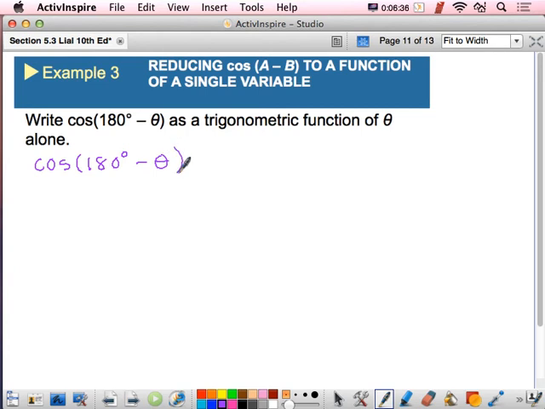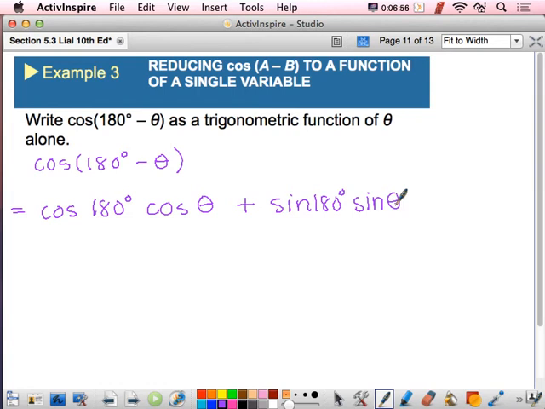How will that expand? It'll equal the cosine of 180 times the cosine of theta, right? Plus the sine of 180 times the sine of theta. And so obviously we don't know what the cosine and sine of theta are, but we do know what the cosine and sine of 180 are.